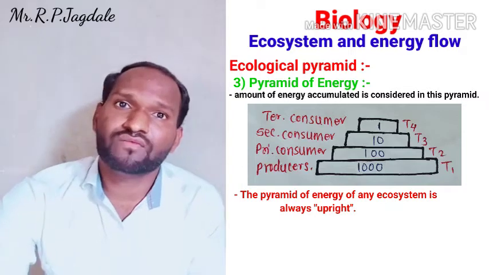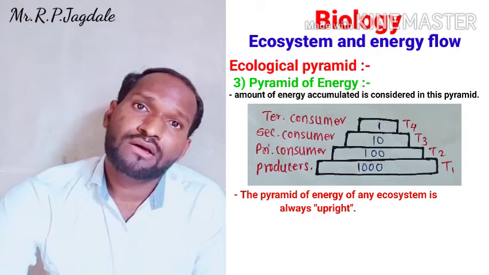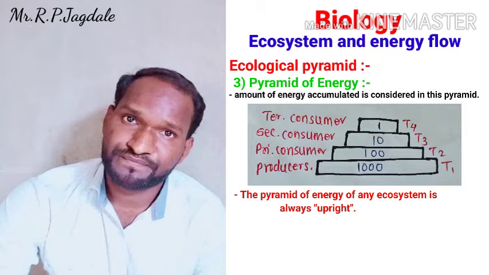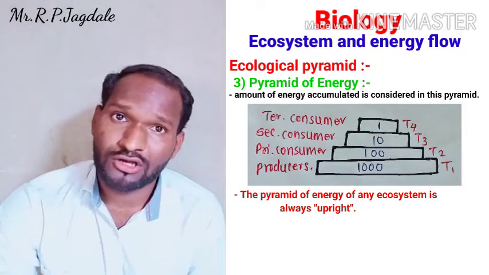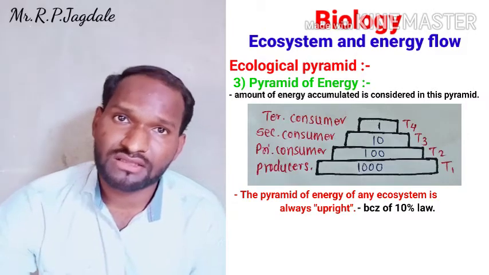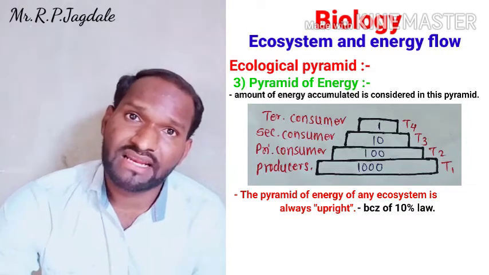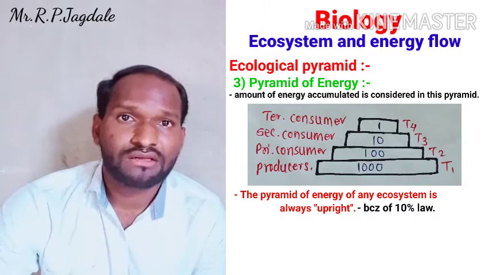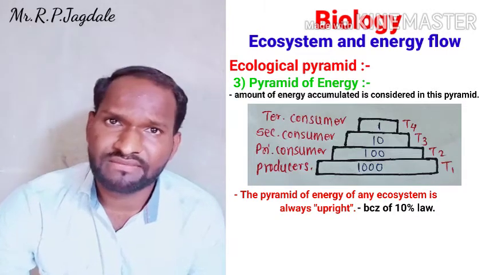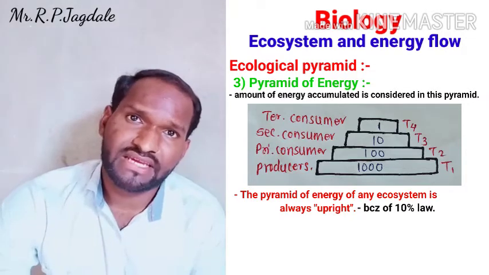You can see one picture, one structure, on your screen. It is always upright. When we are talking about energy, we have seen the 10% law. Here is the same example. Trophic levels 1, 2, 3, 4 are there. On another side there are some examples. We will take at first trophic level grass, then goat, then lion. Or we will take other examples.